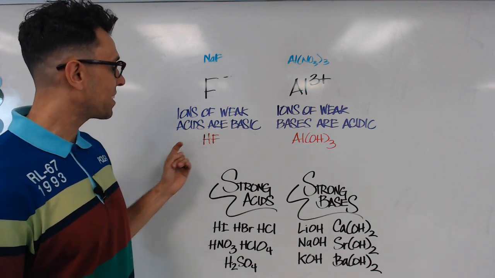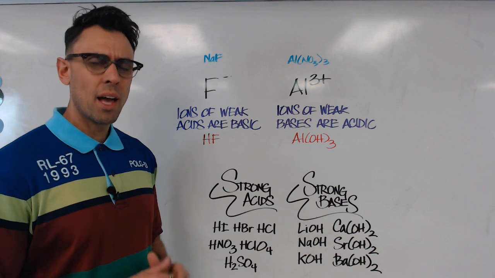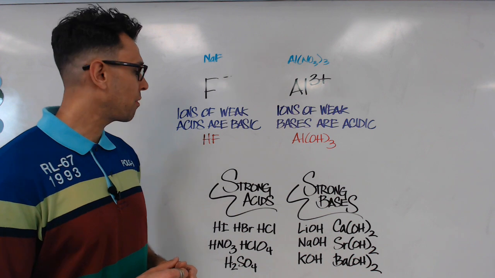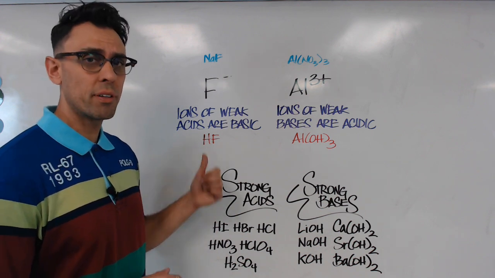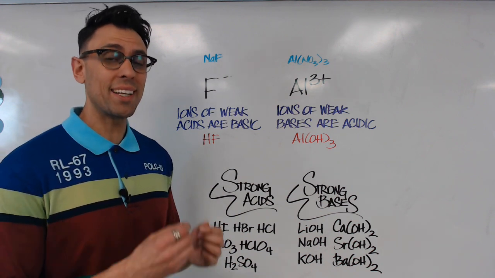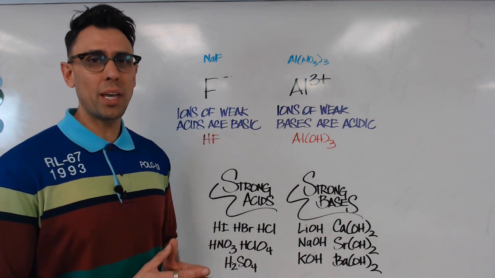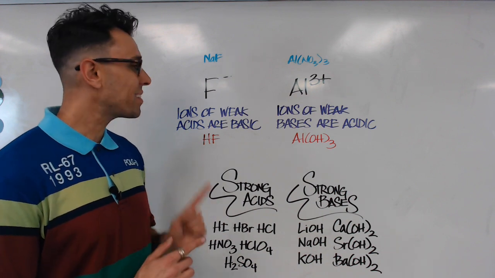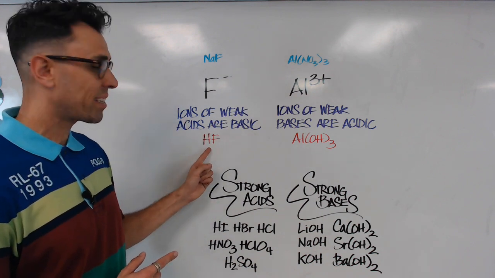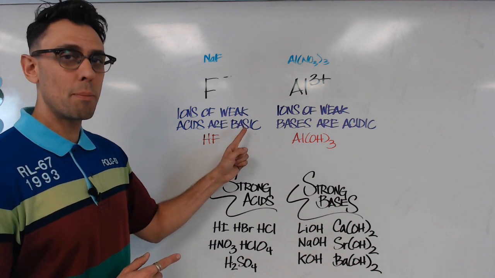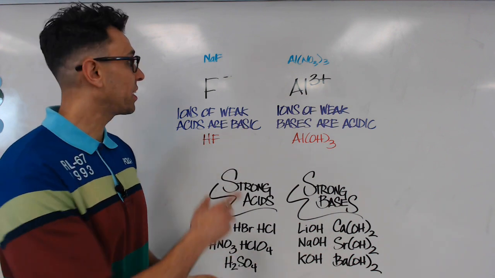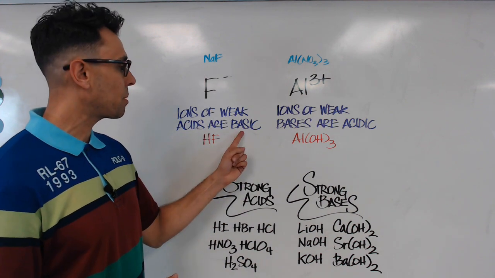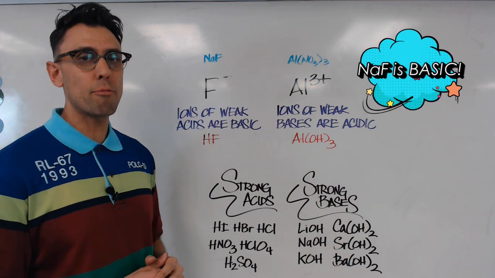Ions of weak acids are always basic. Let's talk about what that means. F- is an ion. F- can be found in the acid HF. HF is not a strong acid, it's weak. How do you know HF is a weak acid? Well, it's not one of the 6 strong acids that you've memorized. So because F- is an ion of a weak acid, HF, it's going to be basic. So to the original question, is NaF acidic or basic? We now know that it's going to be basic because of the presence of F-.